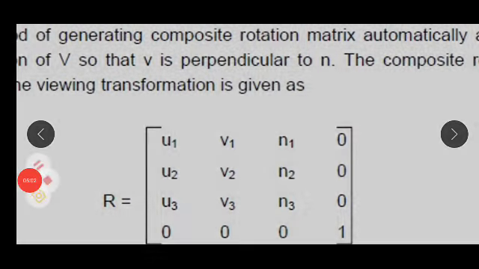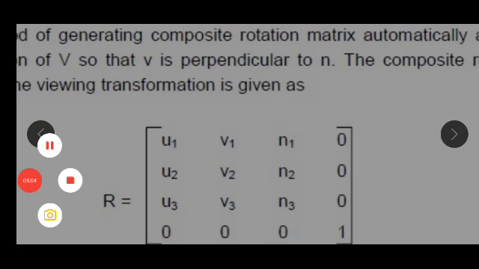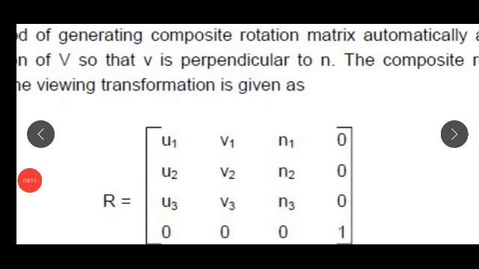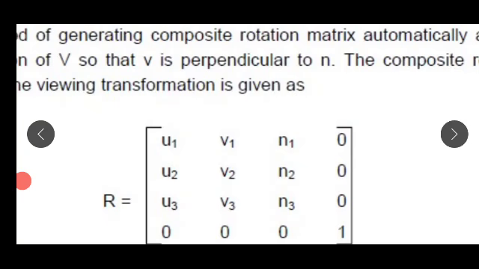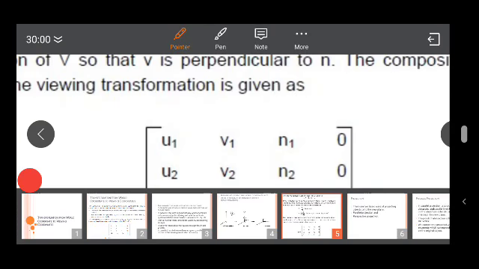0 0 0 1. This is how you can transform world coordinates to viewport coordinates, which can be passed to the projection transformation directly to get two-dimensional viewport transformations.